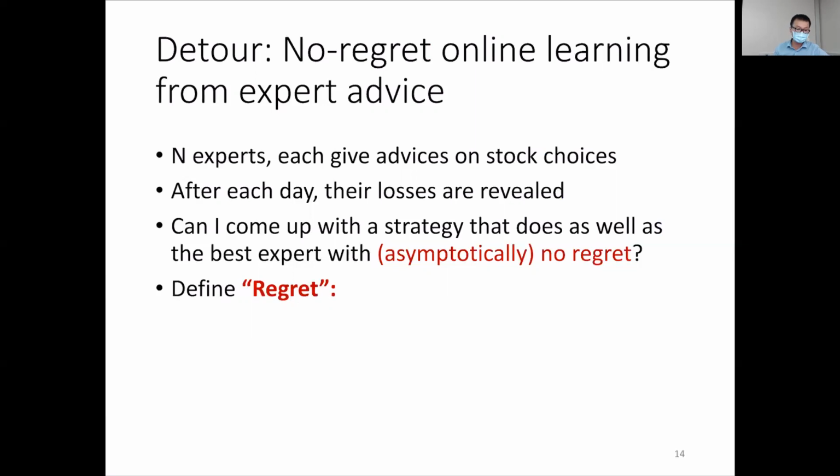So this is a family of algorithms called no regret online learning. In particular, this is the most basic version of online learning called learning from expert advice. So let me explain how this setting works. Just imagine that you are a stock trader and you are looking at the news and all these review articles to tell you about the stock choices, which stock to buy, and whether they imagine that tomorrow this stock price will go up or go down, right?